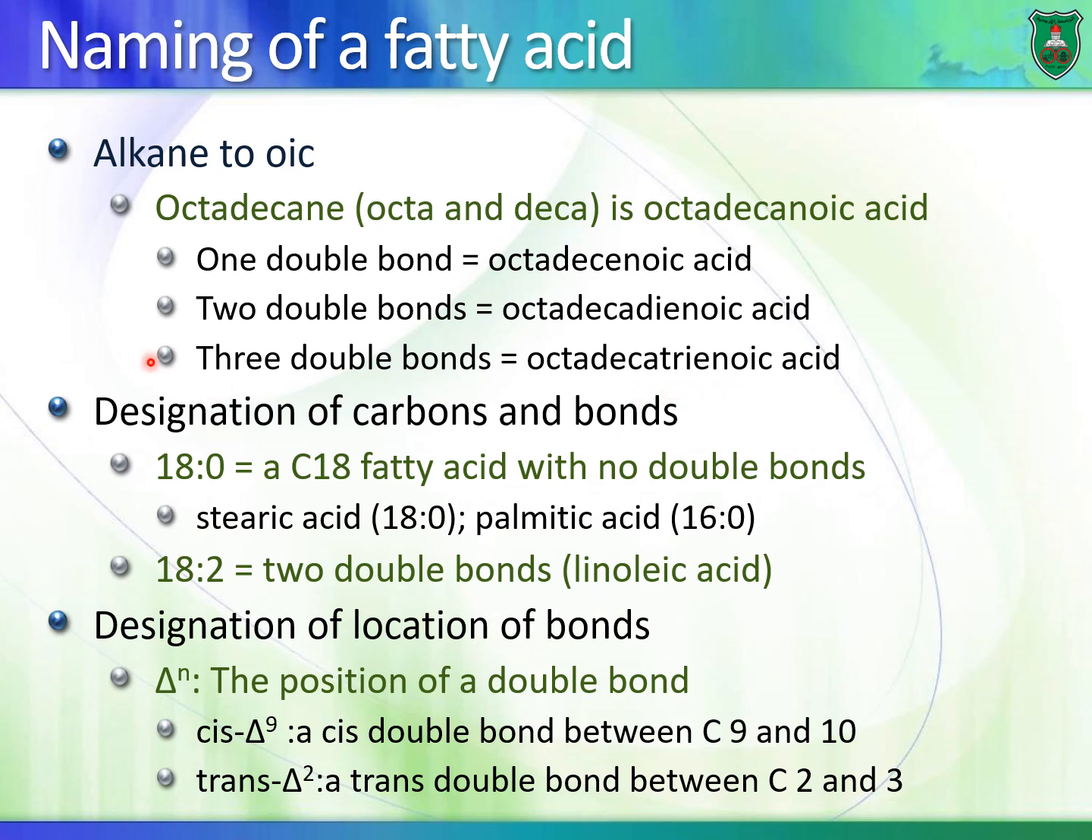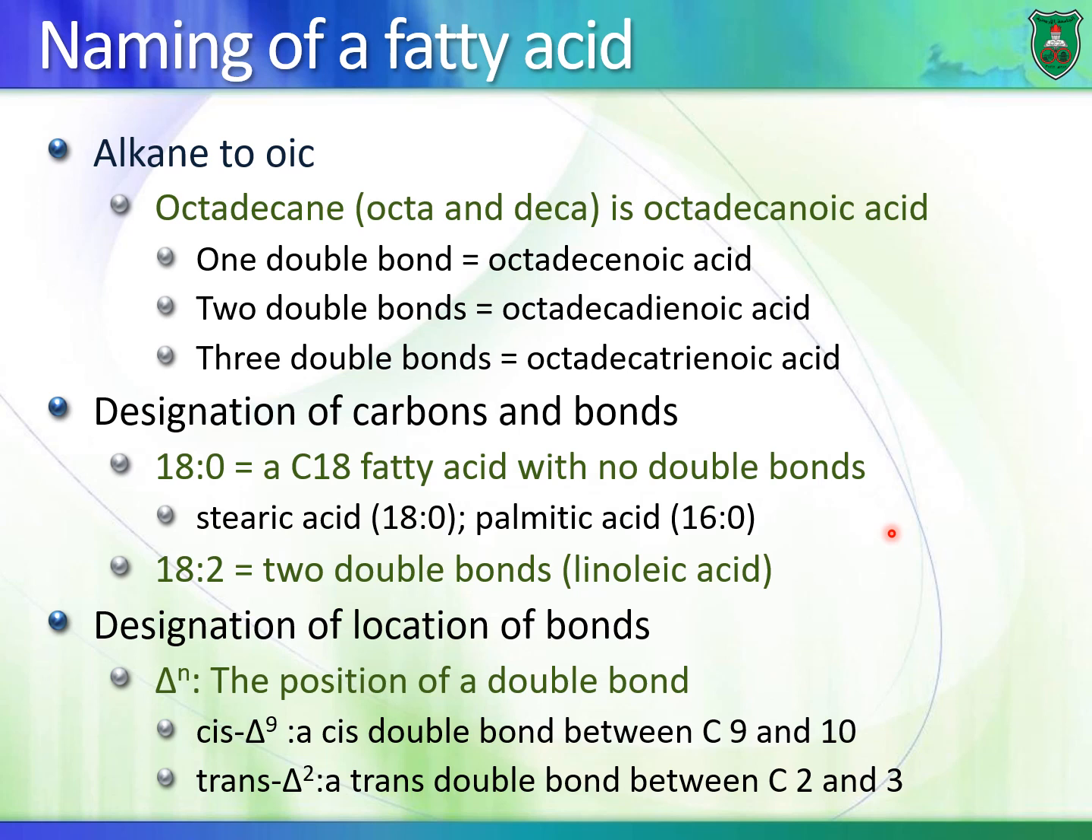Now we can also designate carbons and bonds as well. So we say 18:0, meaning that this is an 18 carbon fatty acid with no double bonds, like stearic acid. Palmitic acid is 16:0. Now, if I say 18 colon 2, it means that this is an 18 carbon fatty acid with 2 double bonds, linoleic acid.